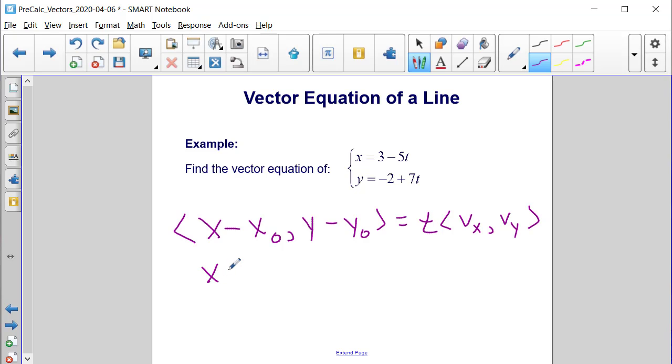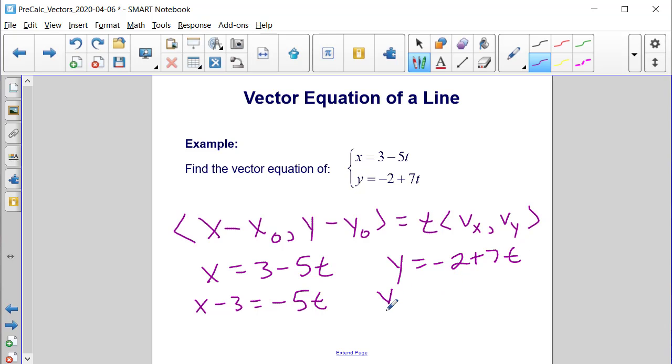So we have that x is equal to 3 minus 5t. If I subtract 3 from both sides, I'll get x minus 3 is equal to negative 5t. And then let's also take our y one. So y equals negative 2 plus 7t. I'm going to add 2 to both sides, so I'll get y plus 2 is equal to 7t.